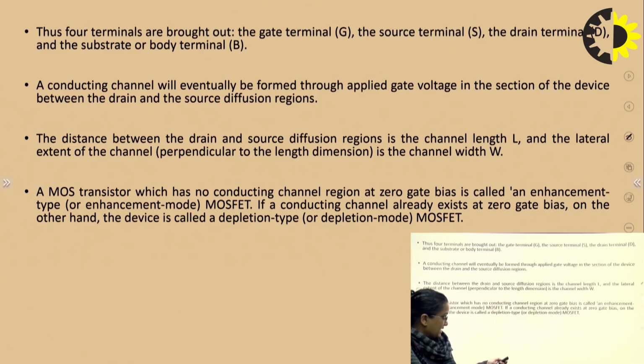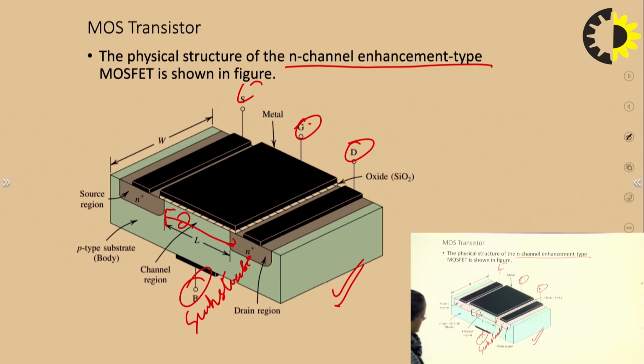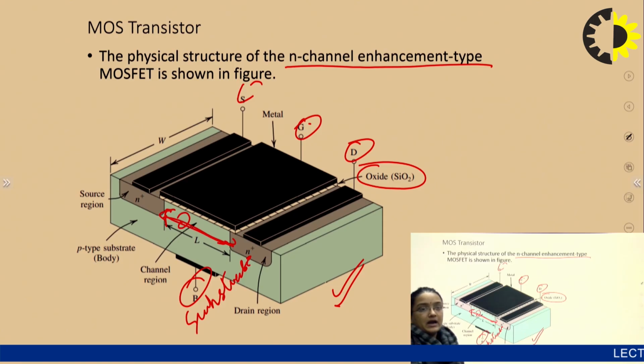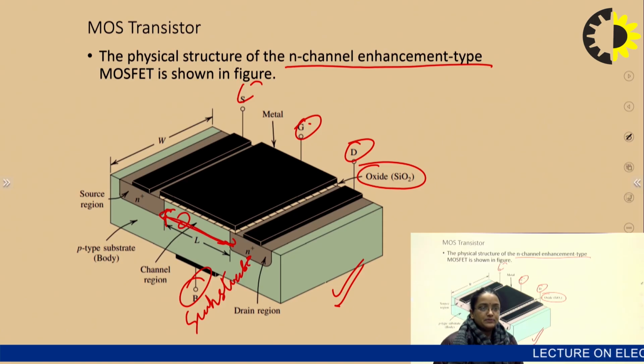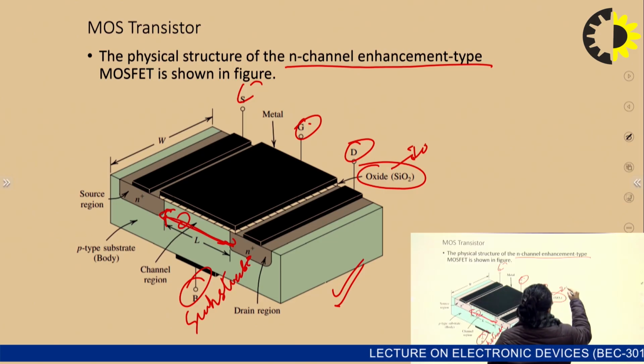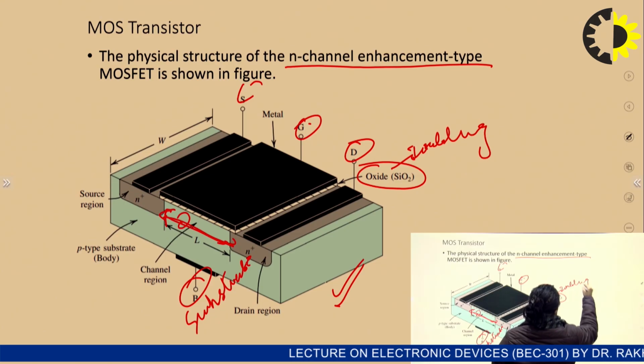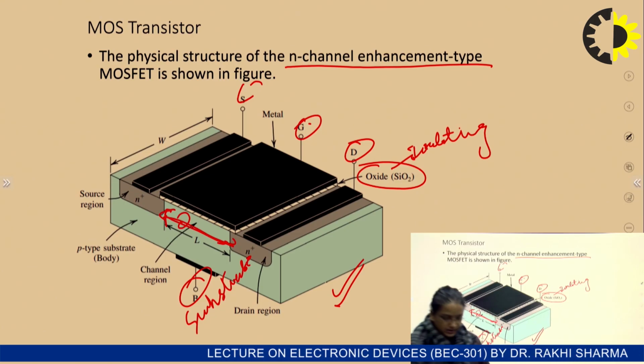This is the channel length. The distance between the source and the drain terminal is defined as the channel length, which we designate as L. And this is a silicon dioxide layer which is acting as an insulating layer, and its role is to provide the required insulation.